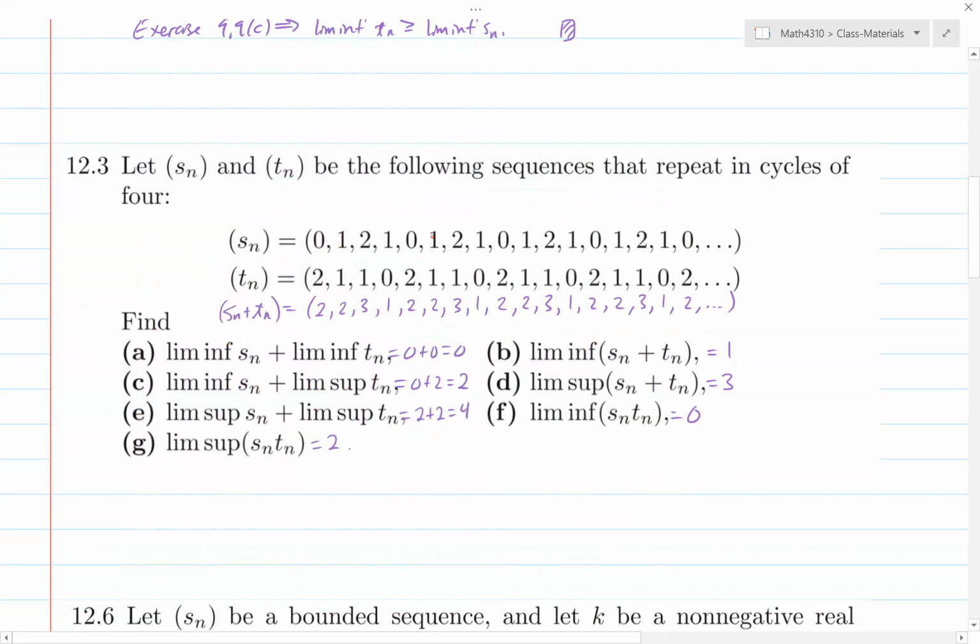And I look at these sequences and I just say, well, okay, I want to know the lim infs and the lim sups, and I just ask, what's the smallest limit that a subsequence could have, and what's the largest limit that a subsequence could have? And that would be the lim inf and the lim sup. Just answer the questions with those.